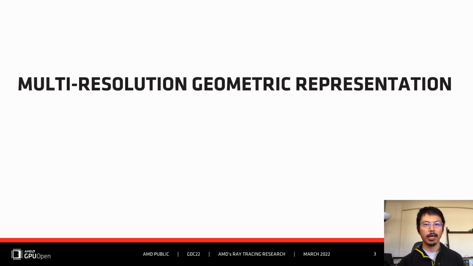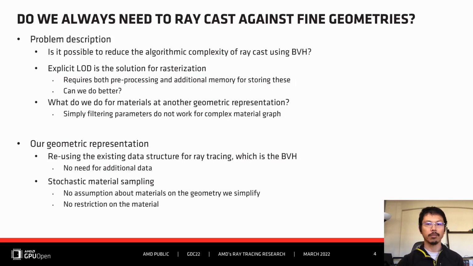Okay, the first topic I'm going to talk about is multi-resolution geometric representation. This work started with a question like this. In ray tracing, do we always need to raycast against fine geometries? For some scenes, it could be just an overkill, like a scene where an object is very far away from the camera or any ray origin. If there is a way to reduce the algorithmic complexity of the raycasting using BVH, it would be great.